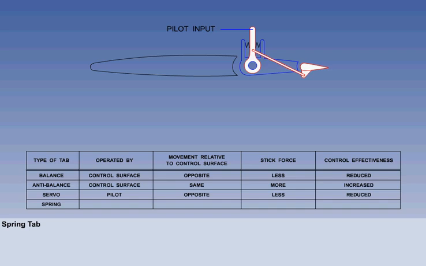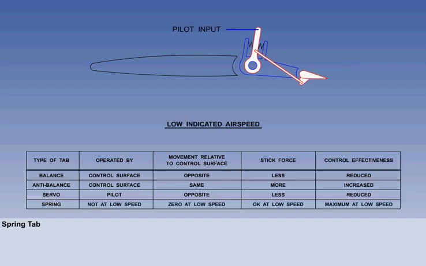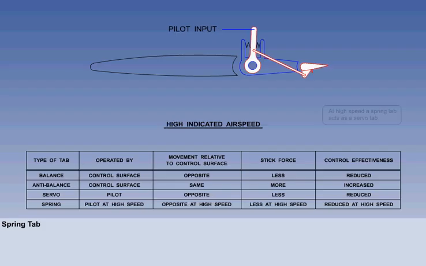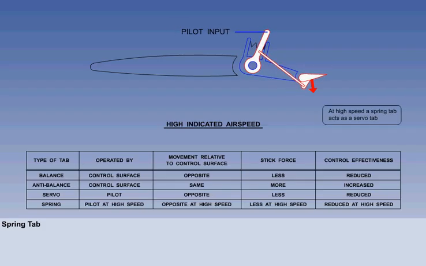So far, exactly the same as the servo tab. But now you can see there is a spring fitted between the horn and the control surface, so that when the pilot makes an input at low IAS, the control surface and the spring tab move together, giving maximum effectiveness. Progressively, as the IAS increases, there is a greater aerodynamic force on the control surface that resists the attempt of the pilot to deflect it into the airflow, causing the spring to be compressed.